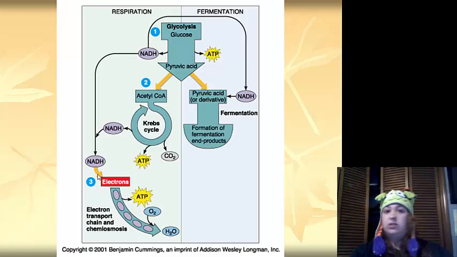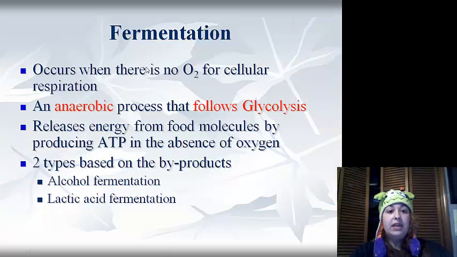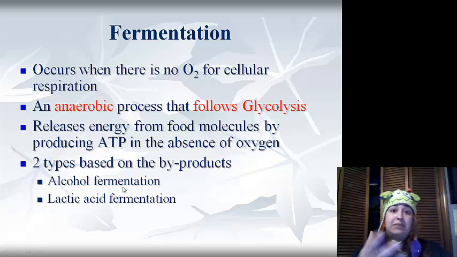Now, what happens when oxygen is not present? Fermentation is when oxygen is not present. You go through glycolysis to create the 2 ATP, and then you have the pyruvic acid. Now, the pyruvic acid is then broken down into different forms, and let's take a look at those different forms. It occurs when no oxygen is available. It's anaerobic and follows glycolysis, releasing energy from food molecules to produce ATP in the absence of oxygen. There are 2 types: alcohol fermentation, which means the pyruvic acid is turned into alcohol, and lactic acid fermentation, which means the pyruvic acid is turned into lactic acid.